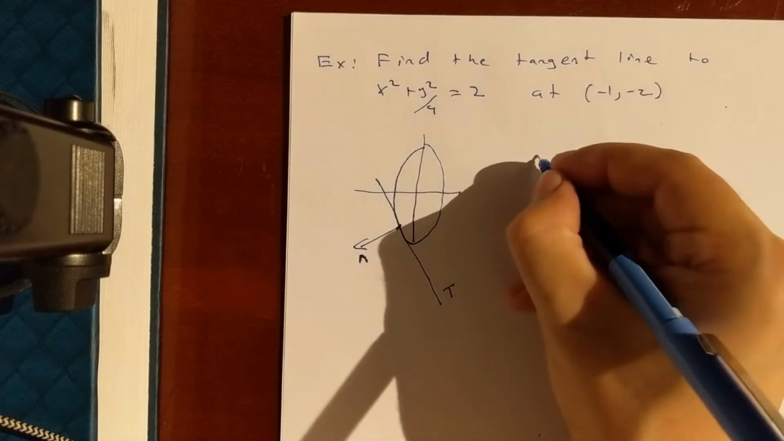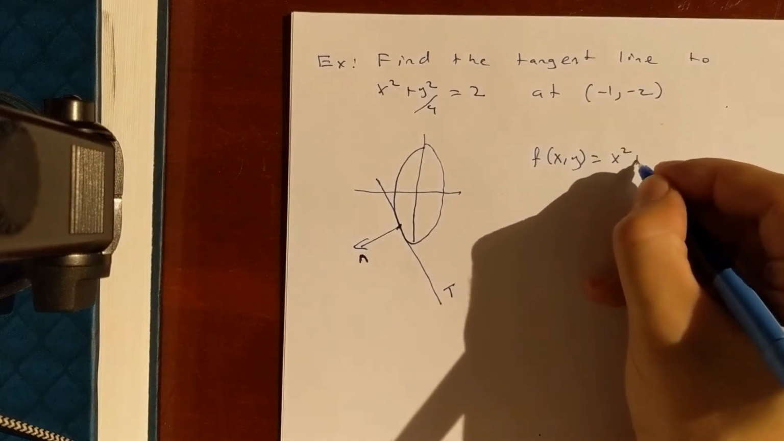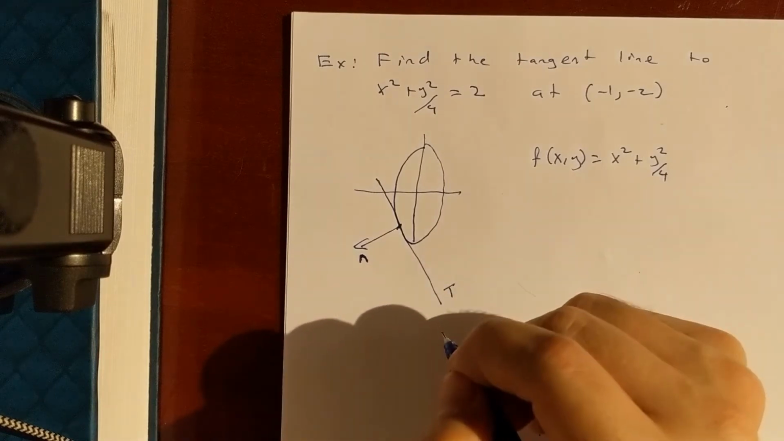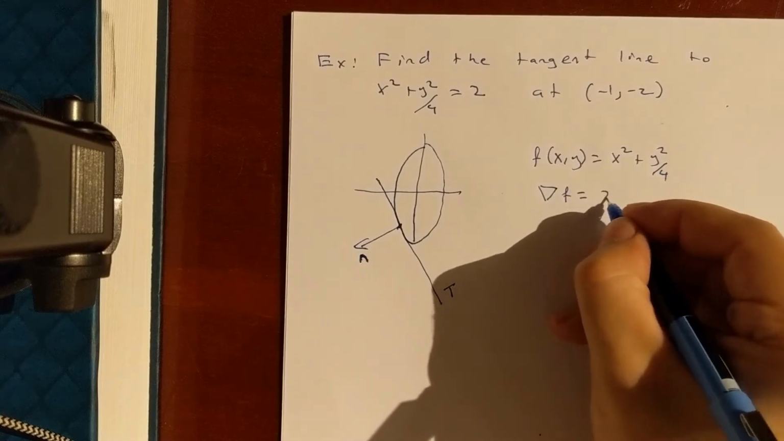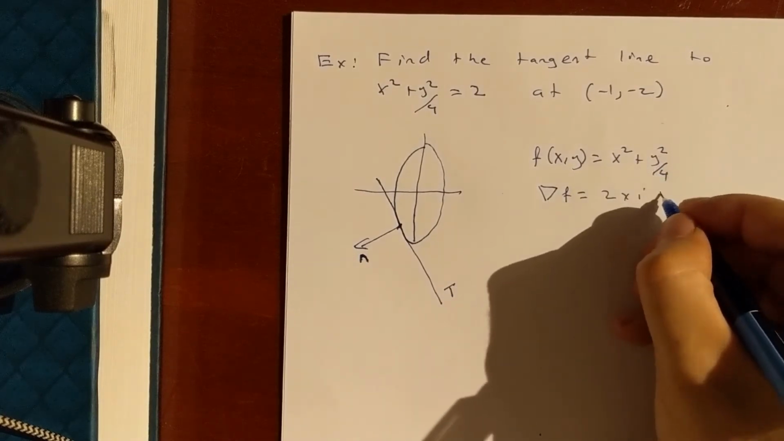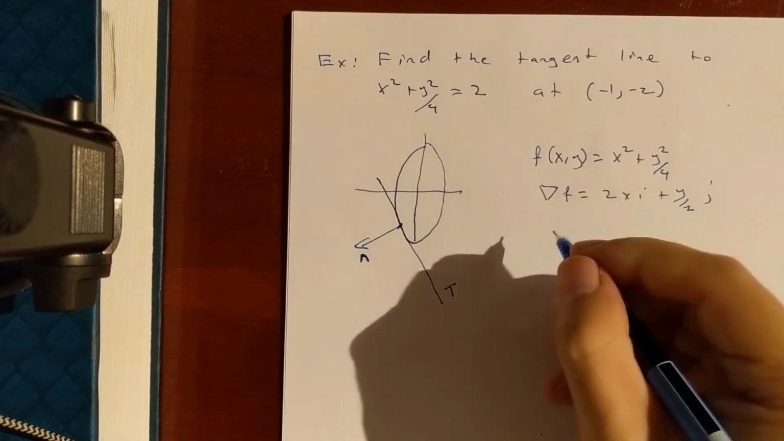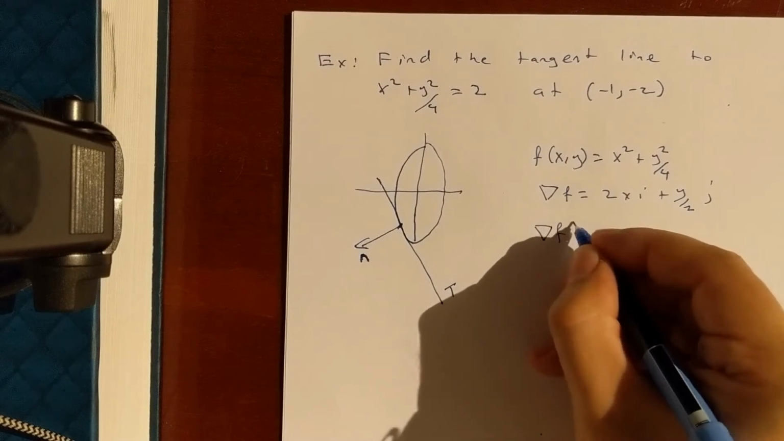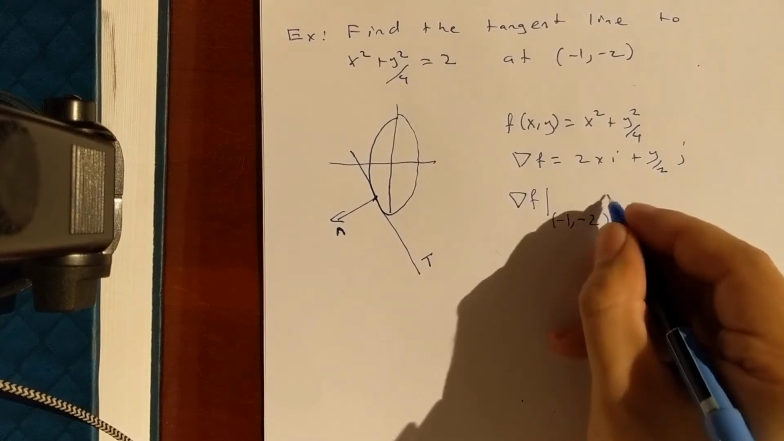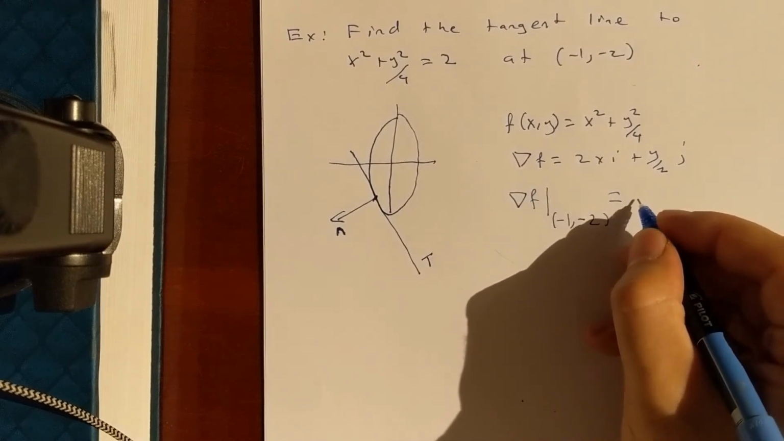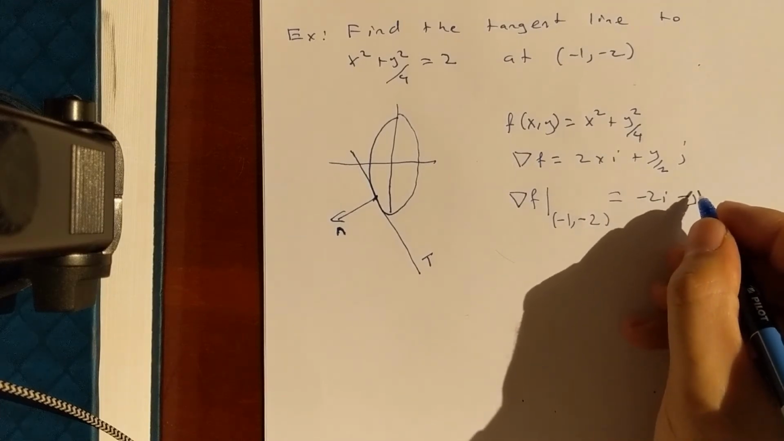So I'm going to write f of x, y. I'm going to imagine this as the function x squared plus y squared over 4. Okay. So here, if we do the gradient of f, okay, that's easy now. It's going to be 2x i plus the 2's will cancel, y over 2 j. Okay, so the gradient of f evaluated at our point, what was the point? -1, 2. Just plug it in. We get -2i, and we get 1 j. Okay.